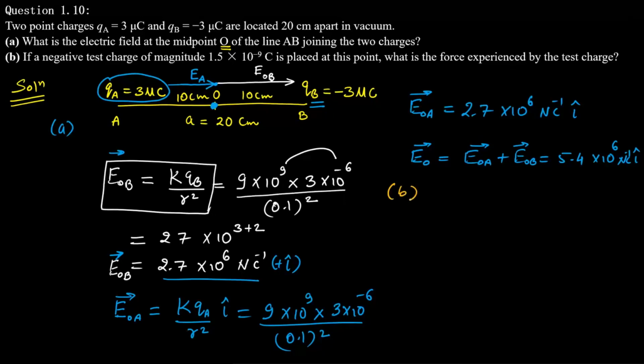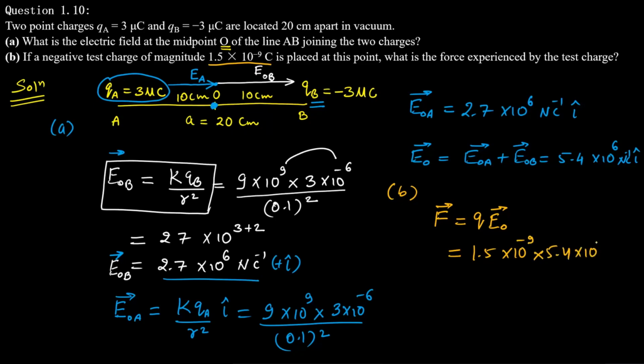Now for B part, what they want is the force on the charge of 1.5 into 10 raised to minus 9 coulomb. So you know the force will be given by charge into electric field intensity at O point. So given charge 1.5 into 10 raised to minus 9 coulomb and field 5.4 into 10 raised to 6. Unit will be Newton and direction of force is the same because charge is positive.